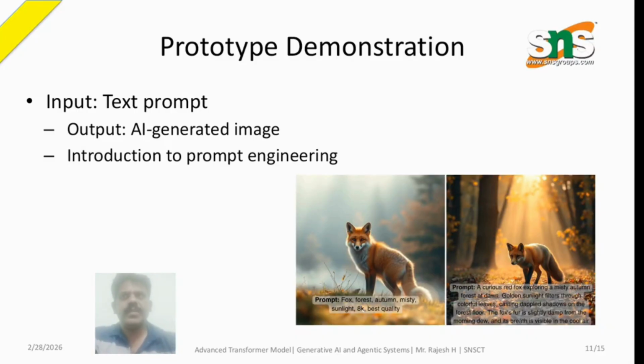So another example of a text prompt: fox, forest, autumn, misty, sunlight, 8K resolution and best quality. If this is the prompt, see the first output and the second output. The second output is more of an AI generated image, and that is the outcome of DALL-E, which is more accurate, whether it is on the left side or the right side. That is prompt engineering, where it is completely utilized.